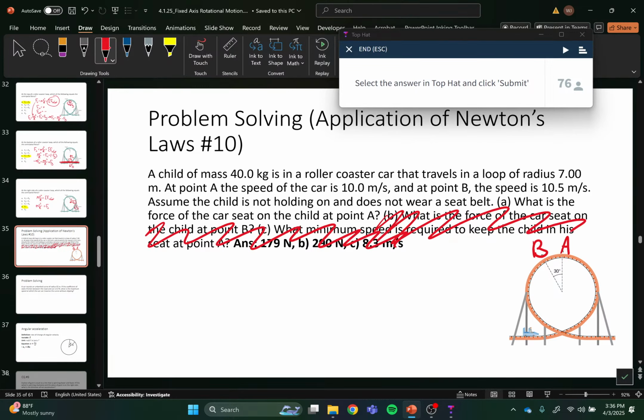Before we write any givens, I want to give you all a moment. What are we even solving for? What variable? Jot it down. See if you can figure it out. The force of the car seat on the child. That force has a specific name. See if you can figure it out.